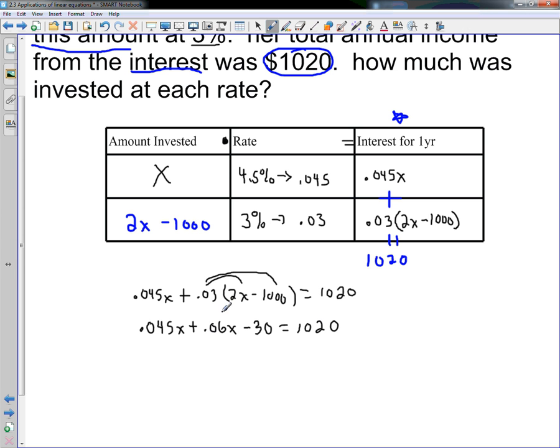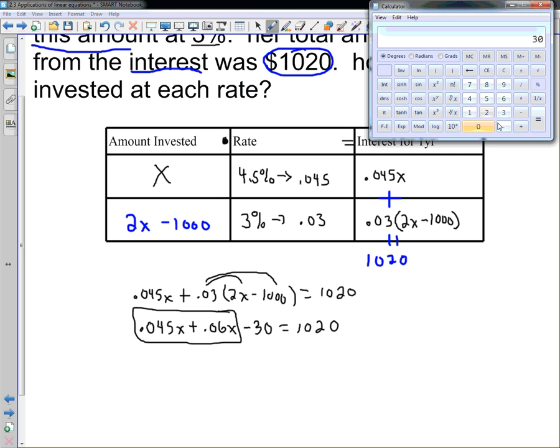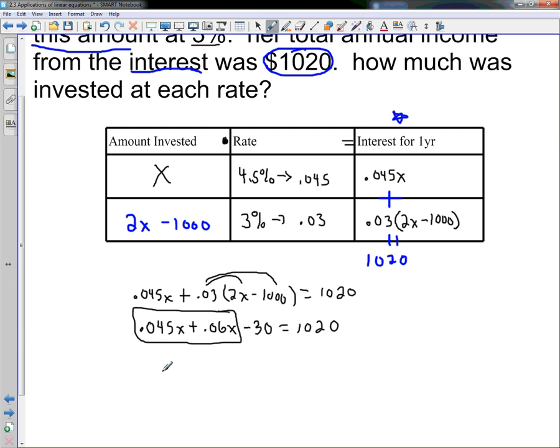Combine like terms. So we're going to combine those. So we have 0.045 plus 0.06, and that gives us 0.105x. I'm going to add the 30 over. We didn't use the color we've been using, so let's use red. So let's add 30 over.